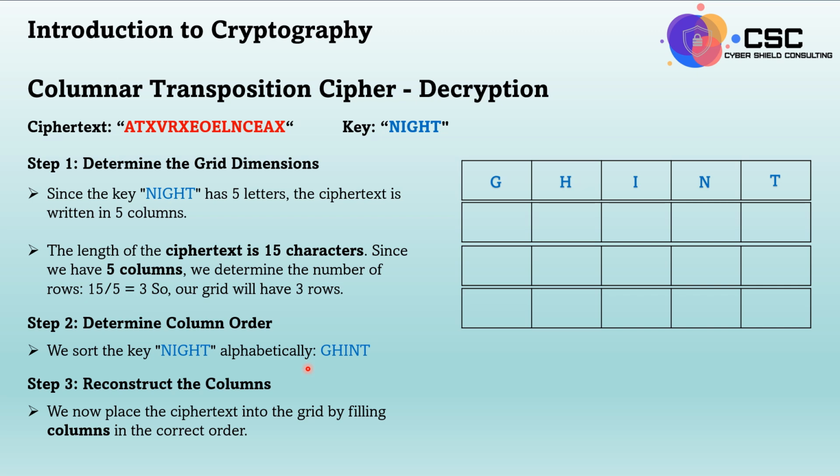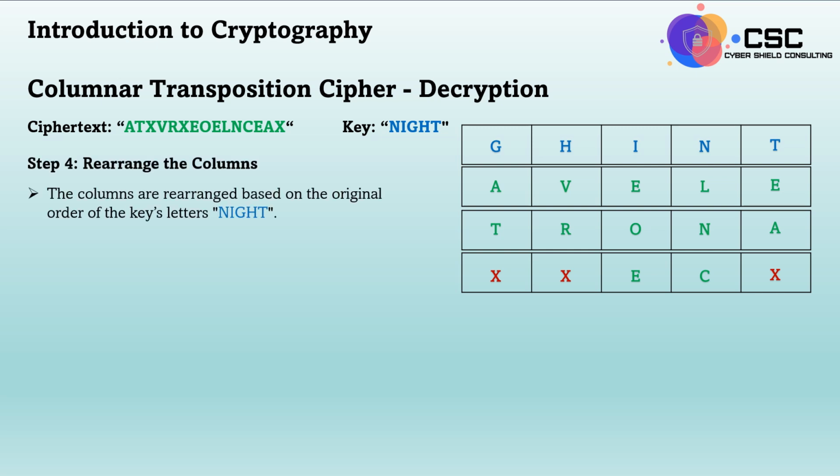But how? By filling columns in the correct order. You remember when we did the encryption, we read the cipher text by reading columns. So now I need to put the cipher text in as columns. So ATX goes first as a column, and then VRX, that's the second column, and then so on, EOE, and then LNC, and then EAX. So remember, when you do decryption, I look at the cipher text and fill columns. So ATX, VRX, and so forth to the EAX at the end. So now we need to rearrange the columns.